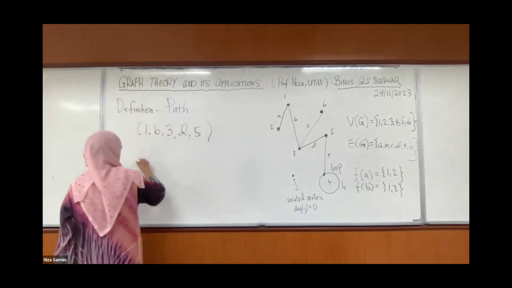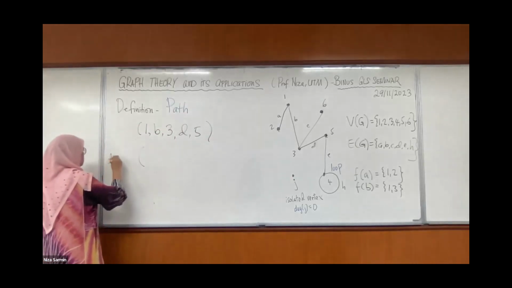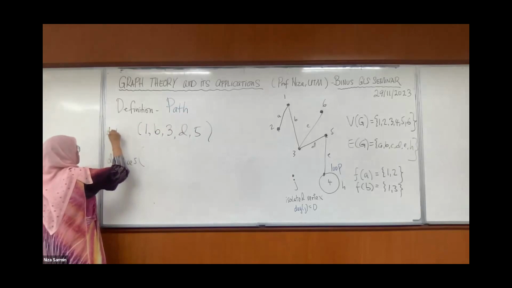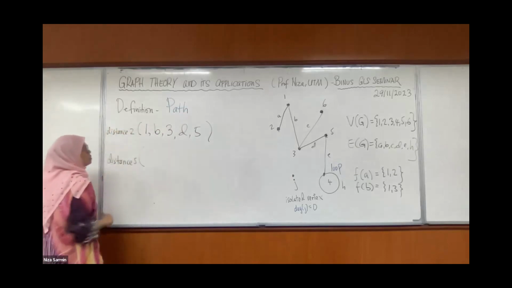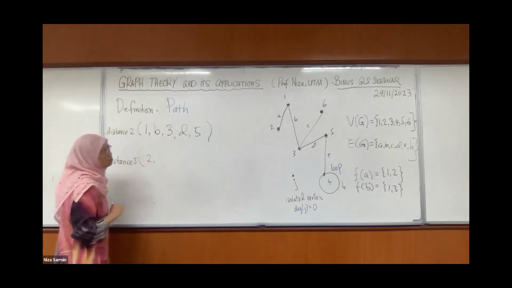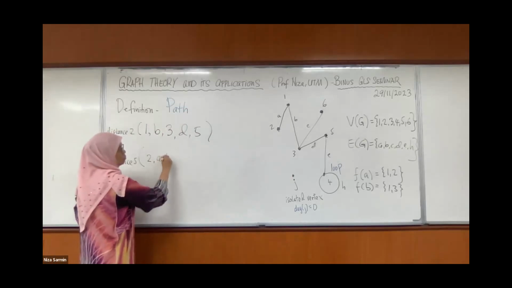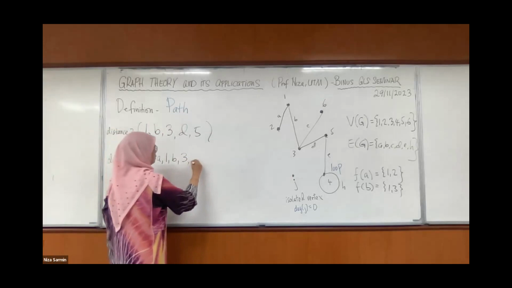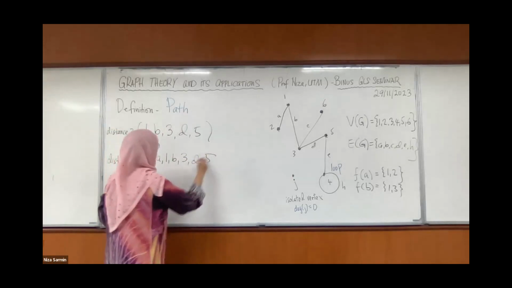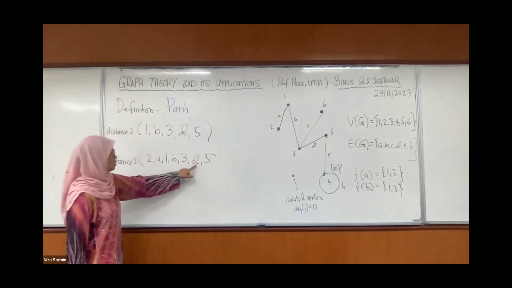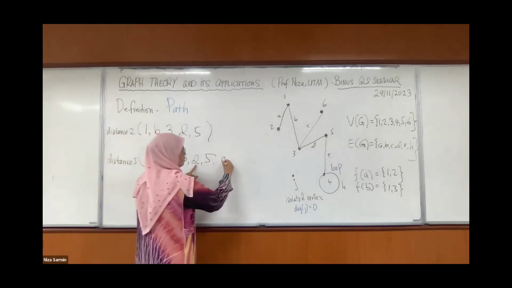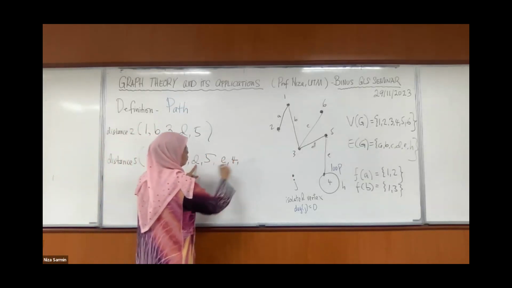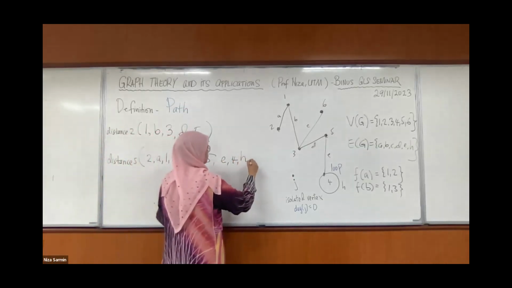I will start, for example, with the path 2, A, 1, B, 3, D, 5, 1, 2, 3, E, 4, H.